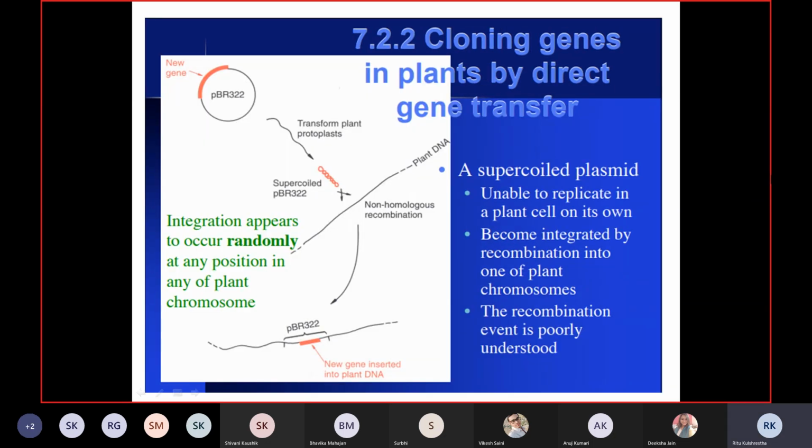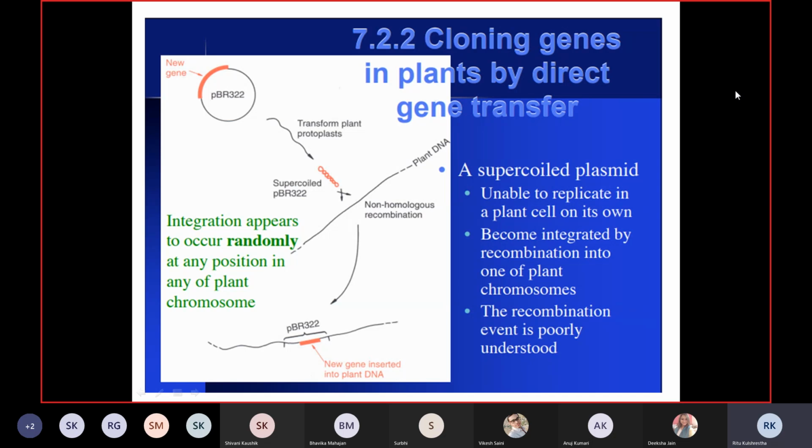So yesterday's class was on plant cloning vectors, and I had told you that if you want to transfer a gene to a plant, then one of the ways is that you clone your gene in the Ti plasmid, either through the binary vector strategy or through the co-integration strategy, and then you put these two vectors inside Agrobacterium.